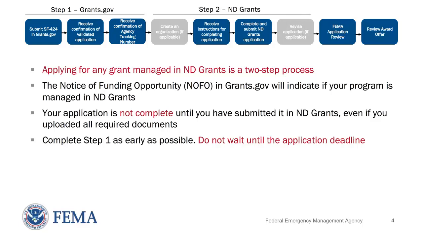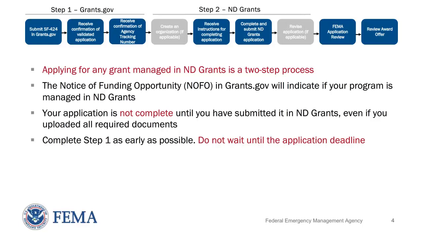You will complete Step 1 in grants.gov by submitting the initial application for federal assistance, or SF-424. Once you have submitted the SF-424 in grants.gov, the application will migrate to ND Grants, where it will be reviewed by your FEMA program manager. Your FEMA program manager will perform an initial review of your application and determine if you are eligible to continue with the application process. If you are eligible, the application will be released to you for completion in ND Grants.